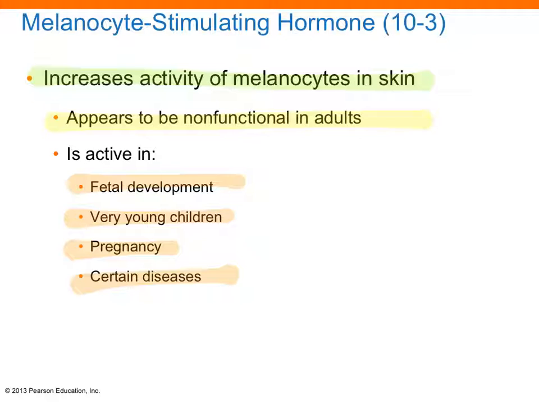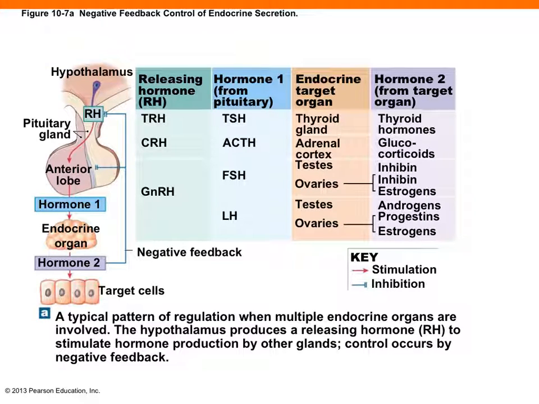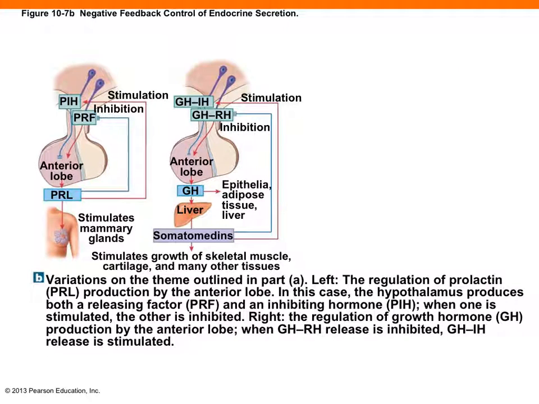Next we have MSH or melanocyte stimulating hormone. This increases activity of the melanocytes in the skin. It appears to be non-functional in adults. However, it's very active in fetal development, very young children, pregnancy, and certain diseases. This image illustrates the unique connection between the hypothalamus and the anterior lobe of the pituitary gland and goes into the 7 hormones of the pituitary gland, specifically the anterior pituitary gland. This is a continuation of the last picture.